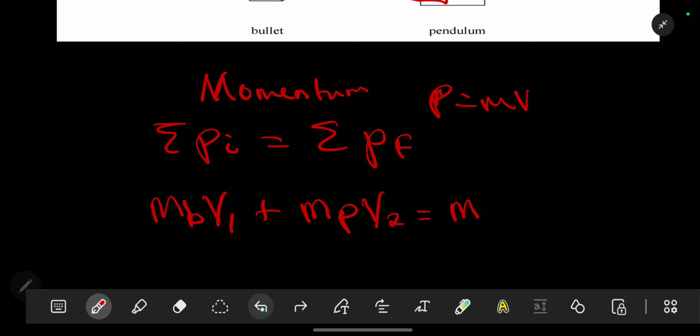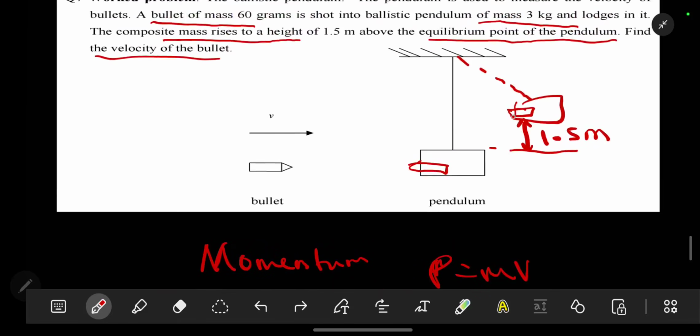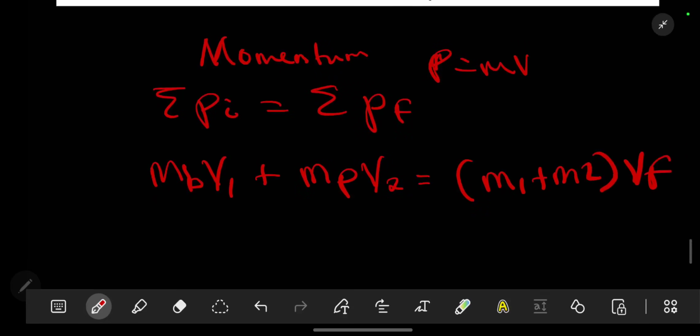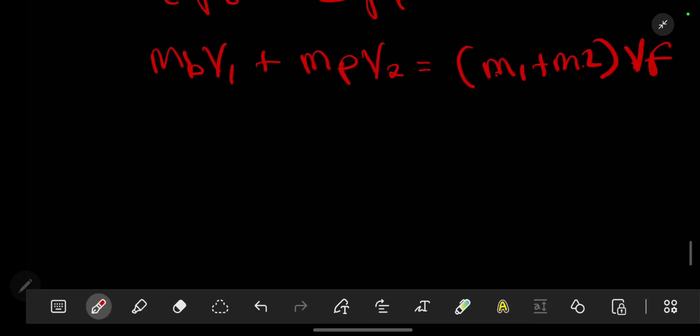So let's be careful here. They form one mass, therefore it is an inelastic collision. So we are going to say M1 plus M2, like that, then times the velocity final. So this is how we get M1 plus M2, because they form one mass at the end there.